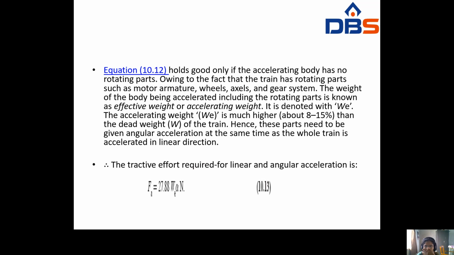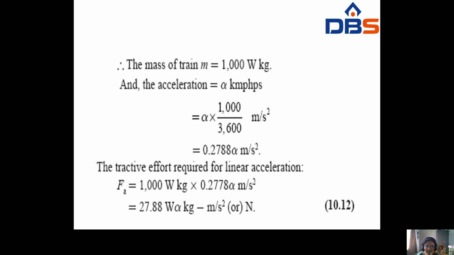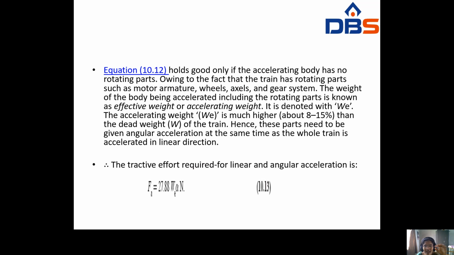See here, this equation holds good only if the accelerating body has no rotating parts. But if the train has rotating parts such as motor, armature, wheels, axles and gear system, the weight of the body being accelerated including rotating parts is known as the effective weight or accelerating weight.